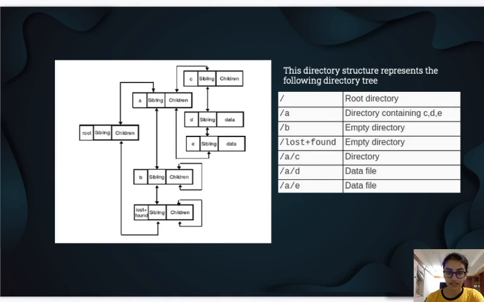To understand the directory structure, let us consider the tree formed by this structure. Here we have the root directory with three children, all of them connected by the siblings doubly linked list. A has 3 children, C, D and E, again connected by the siblings linked list. D and E are data files as both of them are containing the data chunks. B and the lost and found directory are empty directories as they don't have any children.